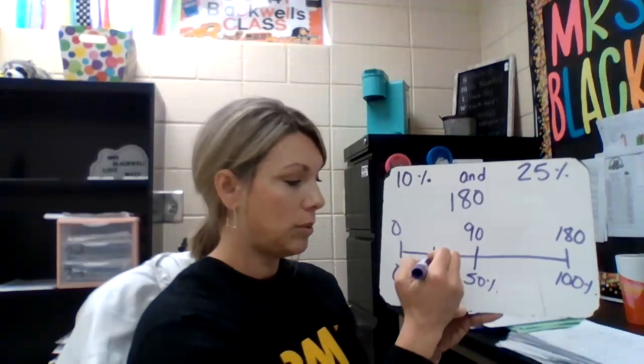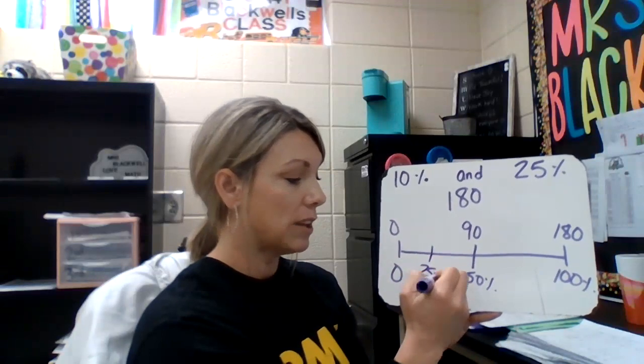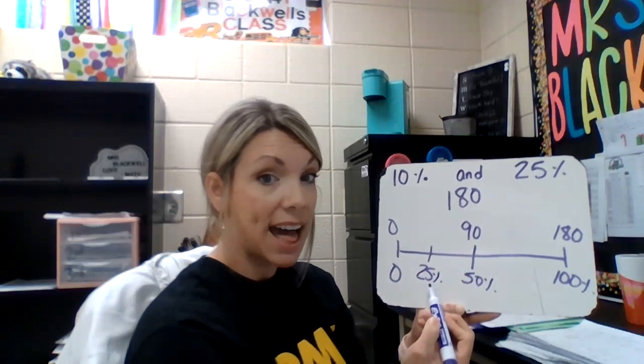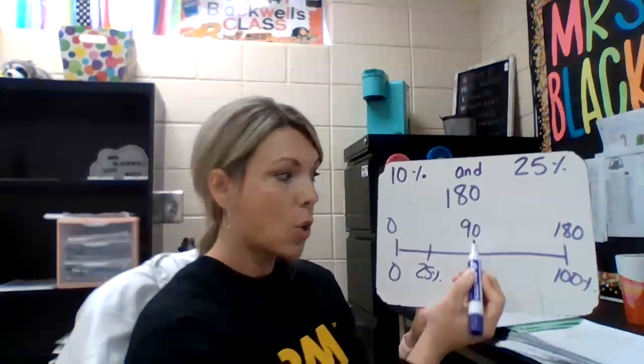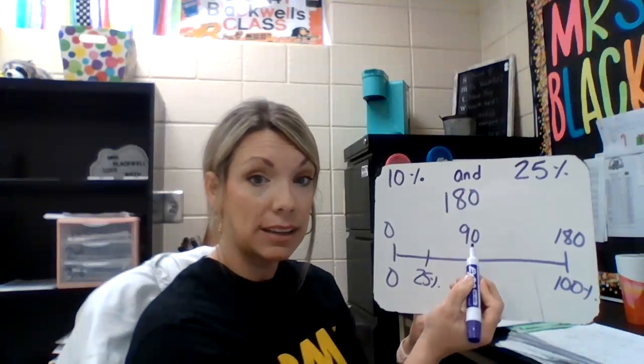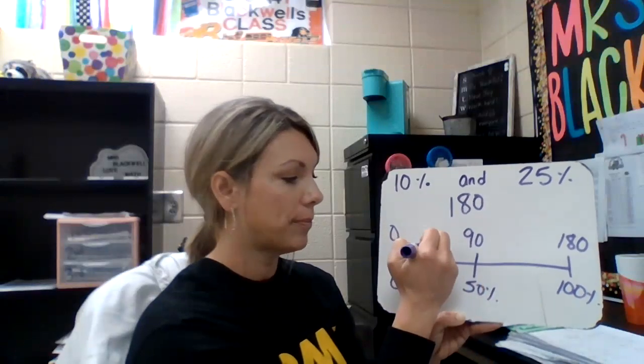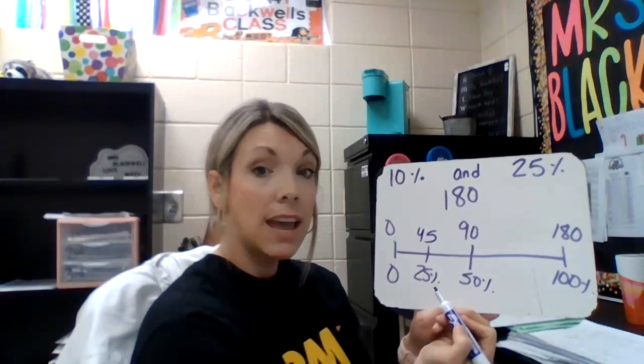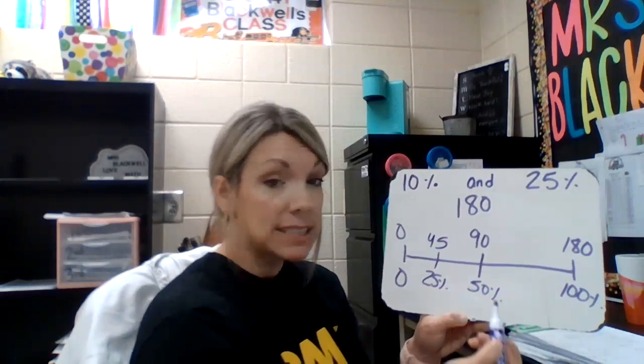And then how are we going to find our 25%? Remember, Miss Blackwell told you that 25% is always half of 50, right? What is half of 90? Half of 90 is 45. Okay. And then how did I say that you would find 75%?